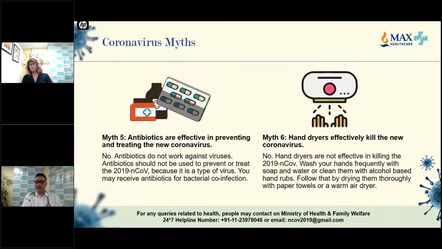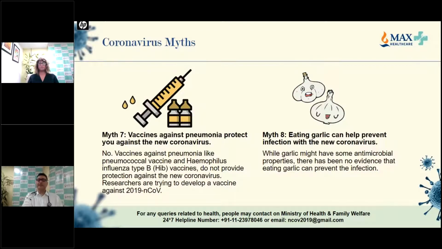Antibiotics have no role, as we've been saying time and again. It's only the later stage in complicated patients when they get secondary infections that the antibiotics come into play. So initially, we are not supposed to get antibiotics. Hand dryers are supposed to be effectively killing the virus. Again, no role of hand dryers in this. Vaccine against pneumonia can protect against coronavirus. Again, unlikely, nothing like that will happen. There is no vaccine against coronavirus as of now. As you all know, it's going to take a year and a half for the vaccine to be developed. Garlic can prevent infection. Again, a myth.